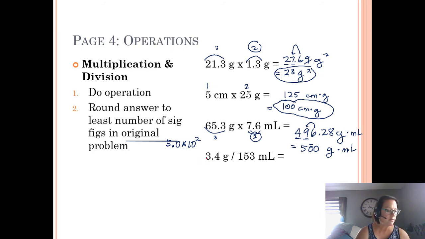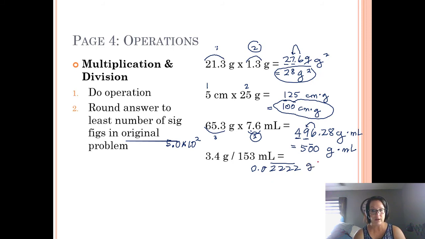Okay, so let's look at this last one. 3.4 divided by 153. Okay, now when I get this in my calculator, it looks like a repeating decimal, right? It's going to go 2, 2, 2, 2, 2 forever and ever, and you could go like that in math class, and that would be correct.